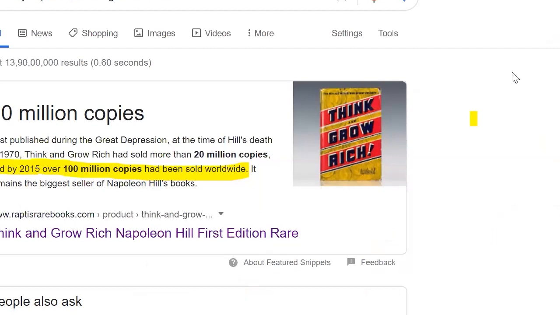By 2015, 100 million copies had been sold worldwide. 100 million, a 1937 book. A friend who taught me, Som Batla, who does these webinars on book writing, has written 22 books. He made it a full-time profession on Kindle. He left his job and started writing only. So you keep on writing.